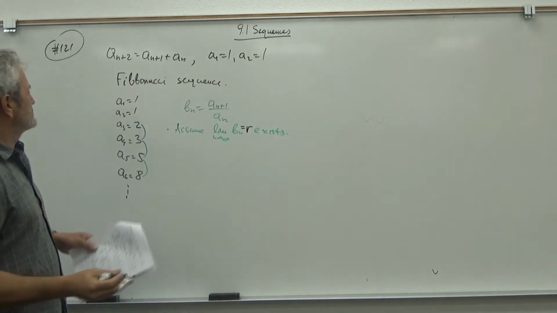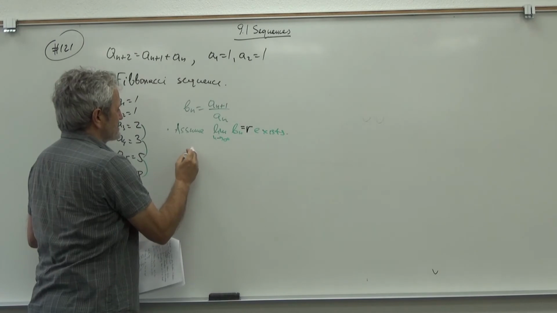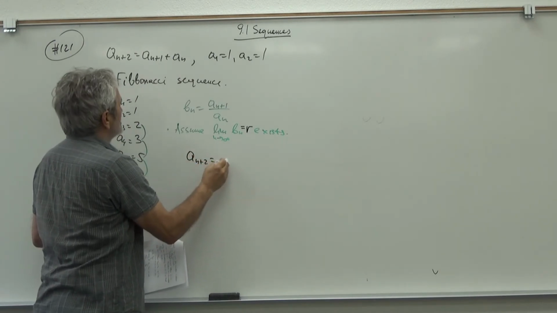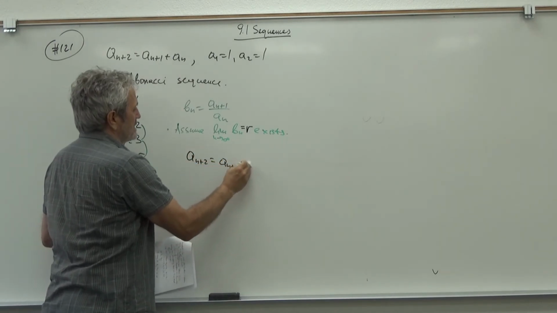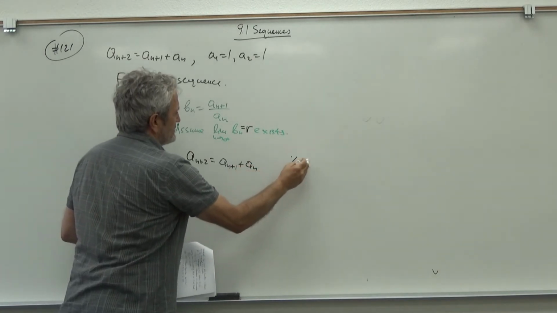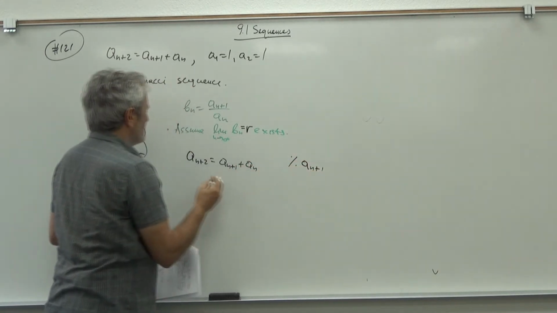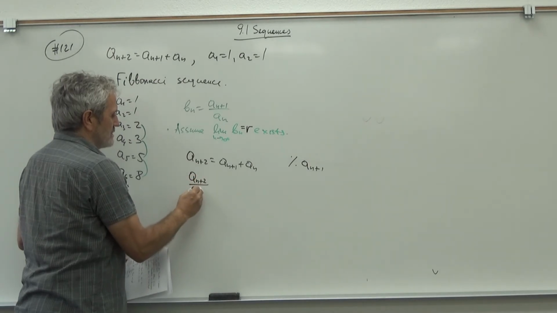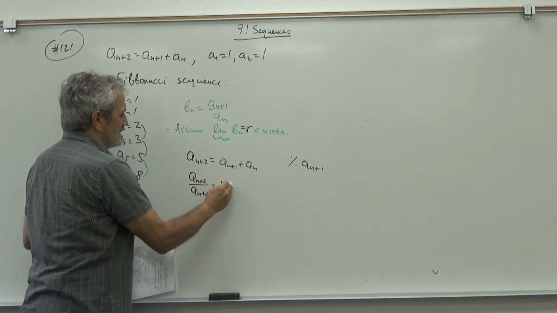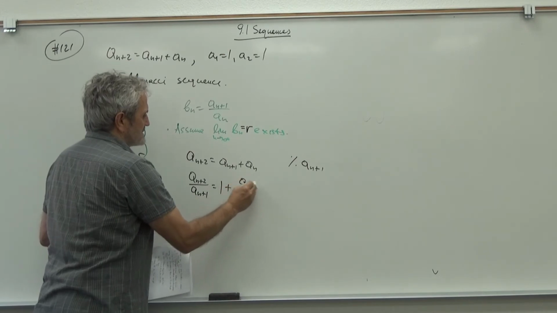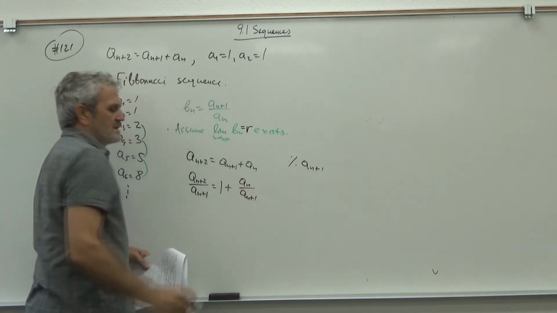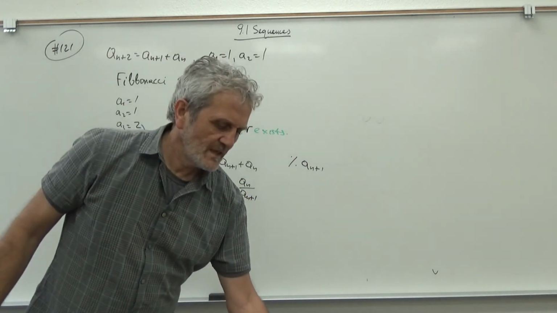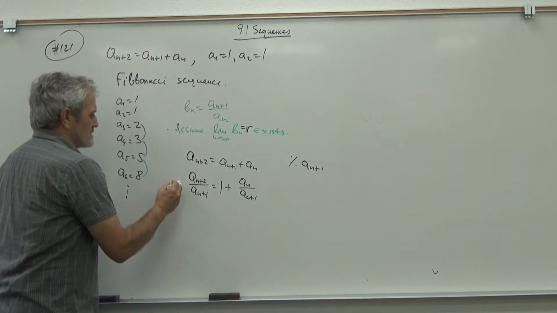And then what do I do? I look at this connection: n plus 2 equals n plus 1 plus n. I'll divide both sides by n plus 1, and we get the following: (n plus 2) over (n plus 1) equals 1 plus n over (n plus 1). And now I'll take a limit on both sides.